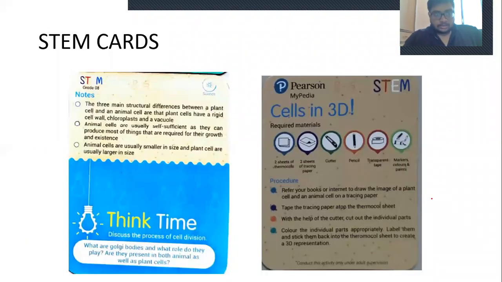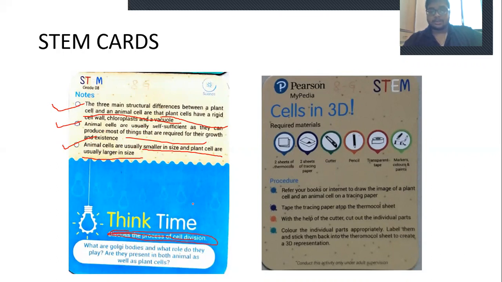And yes, now see these notes. The three main structural differences between plant cell and animal cell are: the plant cell has a rigid cell wall, chloroplast, and vacuole. These are the three main differences, like I mentioned. Then animal cells are usually self-sufficient, as they can produce most of the things that are required for their growth and existence. Animal cells are usually smaller in size, and plant cells are usually larger in size. So we have covered all these 3 points in greater detail. And next, let's discuss the process of cell division.